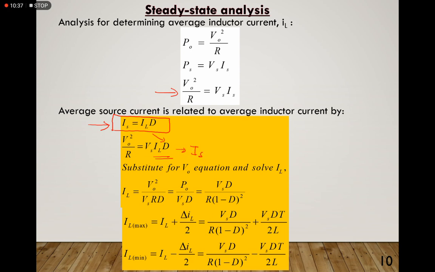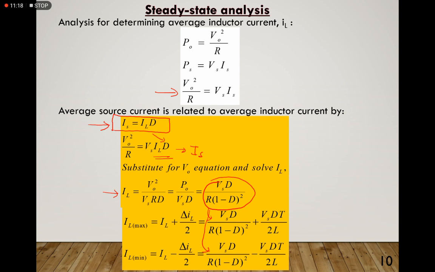Then you can rearrange and take out the IL. There are 3 equations you can use in order to find your IL. So this is the equation. For the maximum and minimum inductor current, it will equal the average inductor current plus delta IL over 2 for maximum current. For minimum current, we just change the sign from plus to minus. I'm using this equation over here to represent the IL.